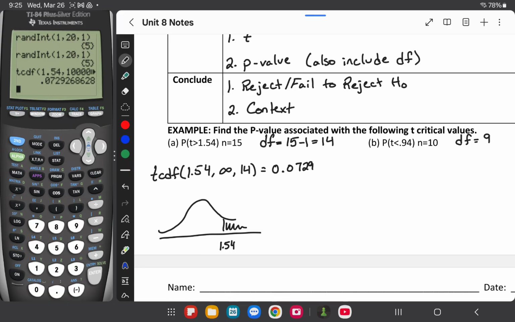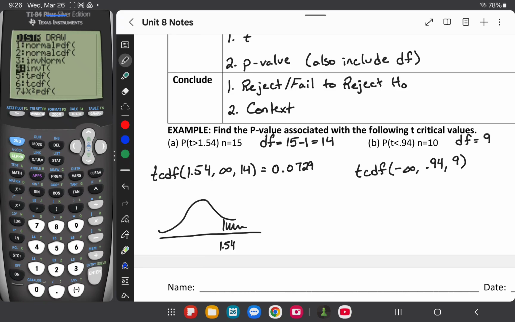Next, let's look at the probability that t is less than 0.94. I'm not going to draw a picture for this one, but you could if that would help for you. In this case, our lower is going to be picking something infinitely small. Upper is that 0.94. Degrees of freedom is 9. So let's go ahead and get that typed into our tcdf command.